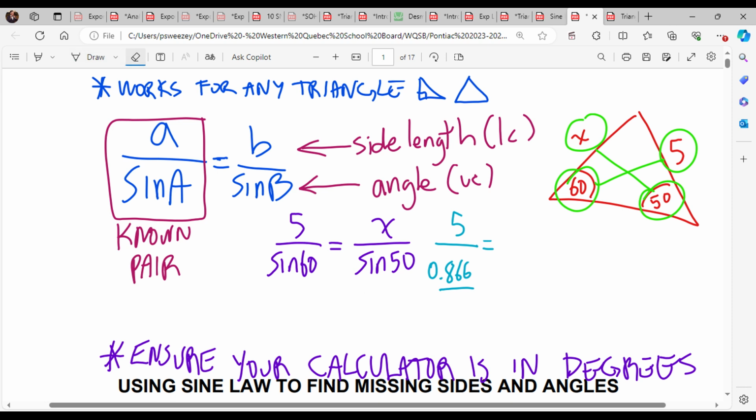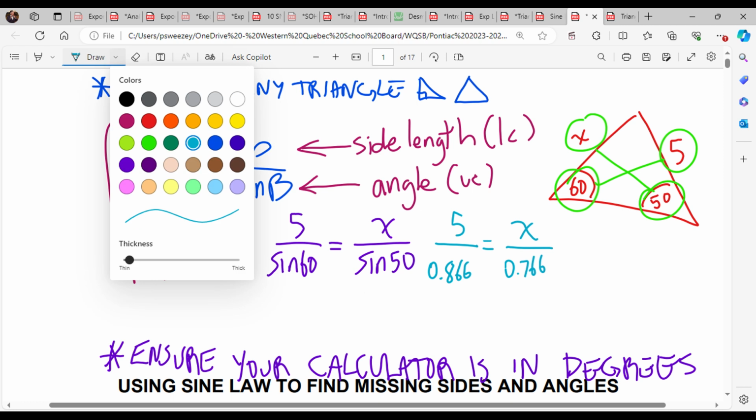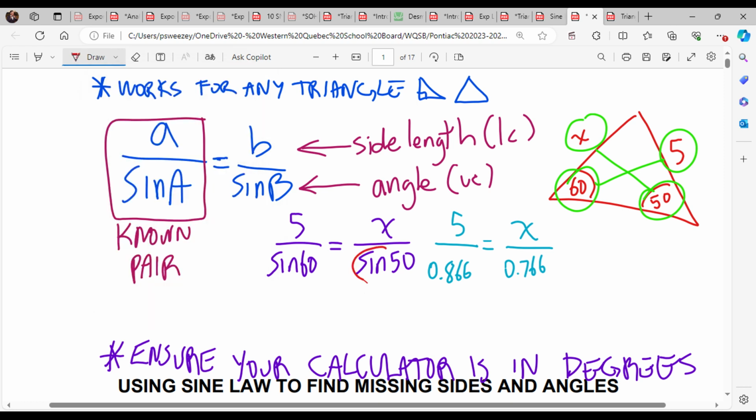You don't have to do this step first, but if you are terrified of making some sort of mistake, then x over 0.766. Now you can just cross multiply and find out what x is. Can you do the exact same thing as it is written here, sine 50 times that divided by that guy there? For sure you can. Some people will be able to do it.